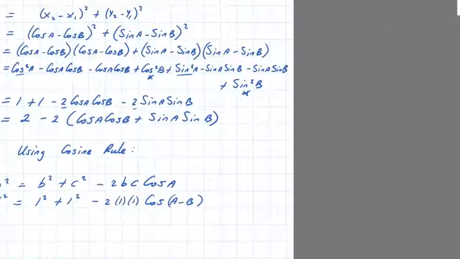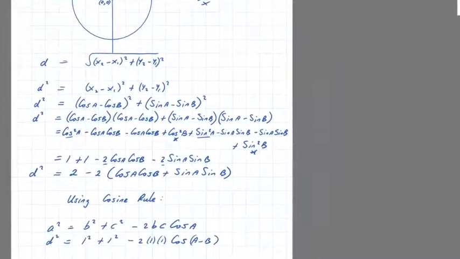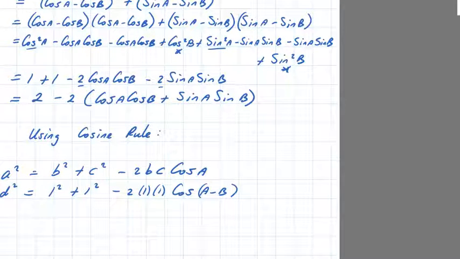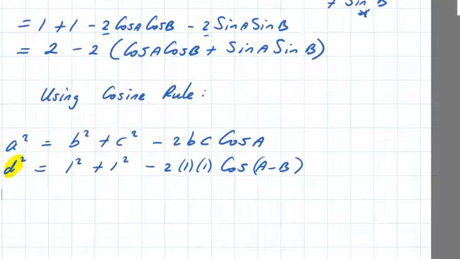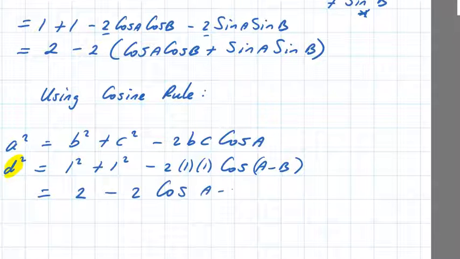So that's what we've just done. We have got the distance d using two different methods, the cosine rule and the distance formula. And we end up with these two formulas, distance squared here using the distance formula, distance squared here using the cosine rule. And if you tidy up one more step, you'll see it's even more obvious. 1 and 1 is 2, so you get 2 minus 2 cosine A minus B. So now the link between the two is obvious.